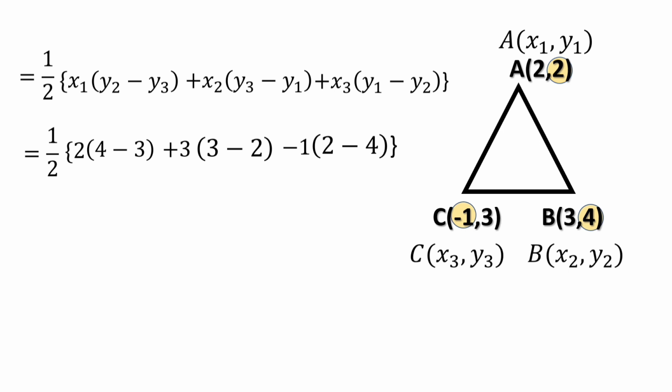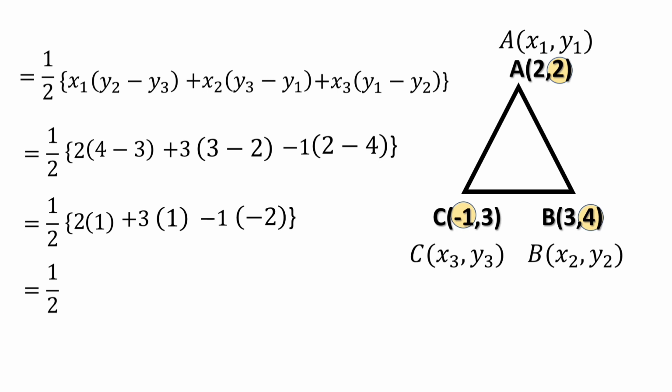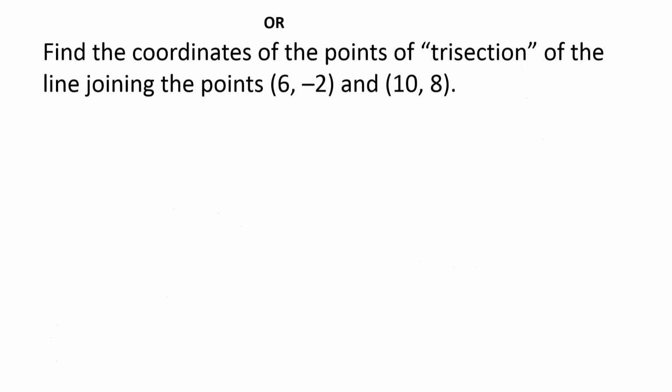In the next step, simplify. Half into 2 into (4 minus 3) is 1, plus 3 into (3 minus 2) is 1, minus 1 into (minus 4 minus 2). In the next step, half into 2 plus 3 minus 1 into minus 2, that is plus 2. Simplify, that is equal to 2 plus 3, 5, 5 plus 2, 7. 7 by 2 square units. Don't forget to write square units there.